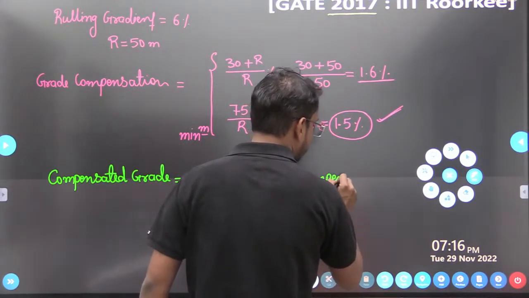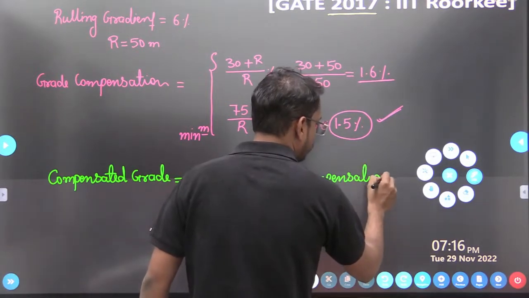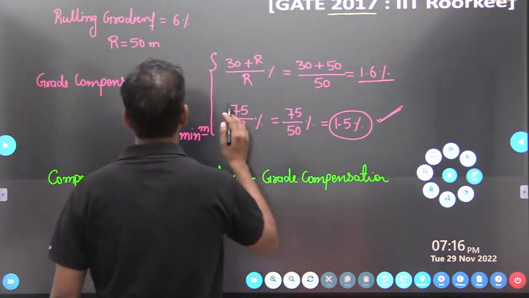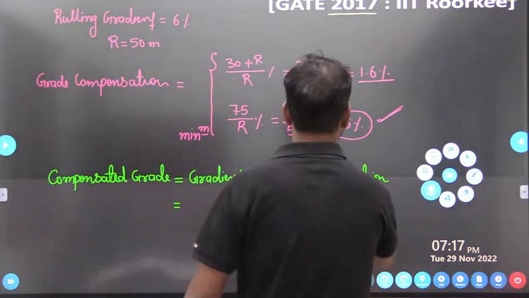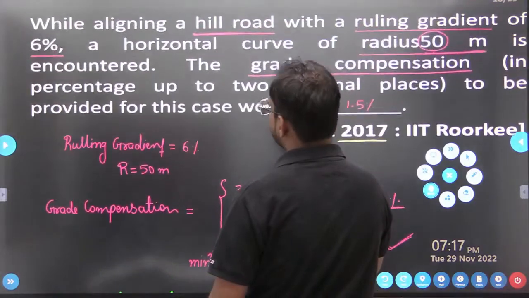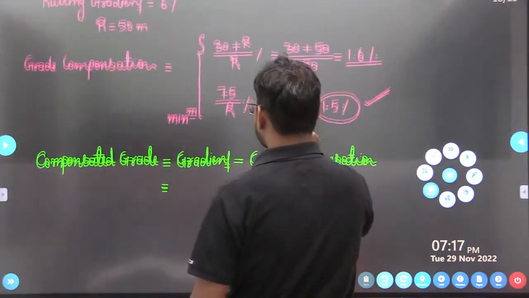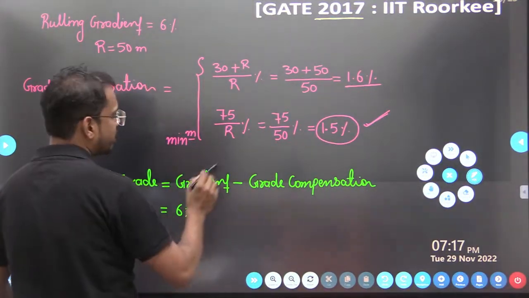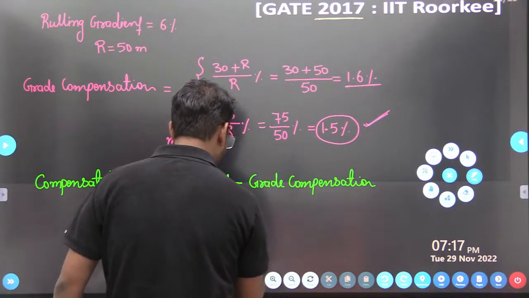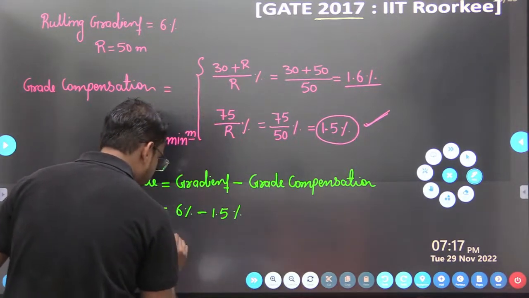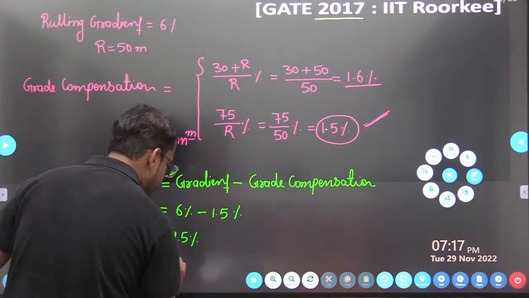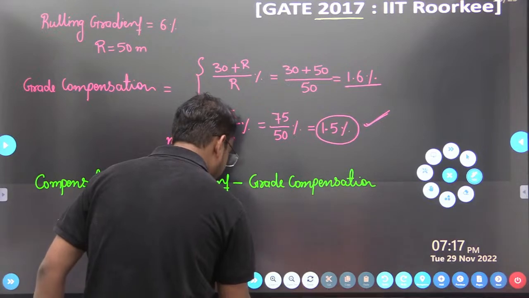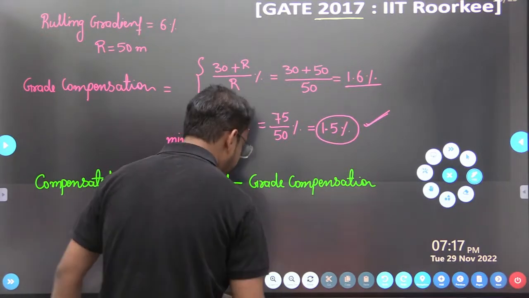Gradient minus grade compensation. What is the value of gradient? Gradient is already given in the question, 6%. And the value of grade compensation is 1.5%, subtracted. So the value is how much? It is 4.5%. It is the value of compensated grade.